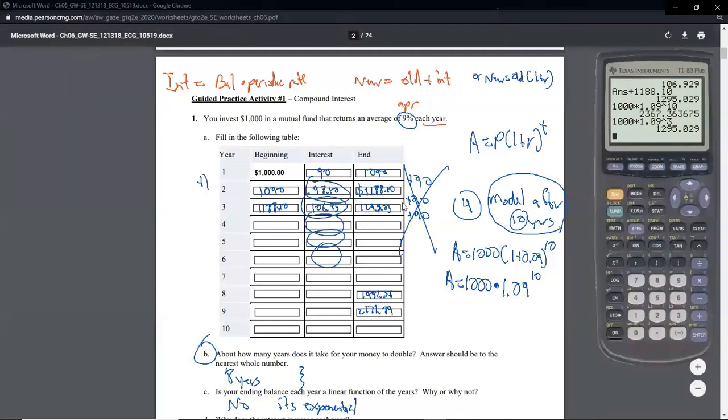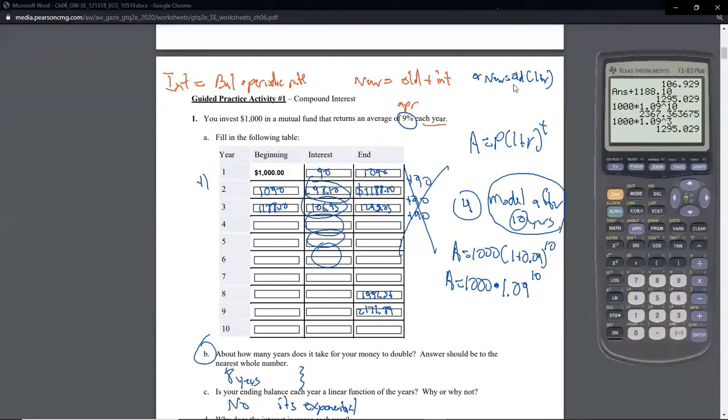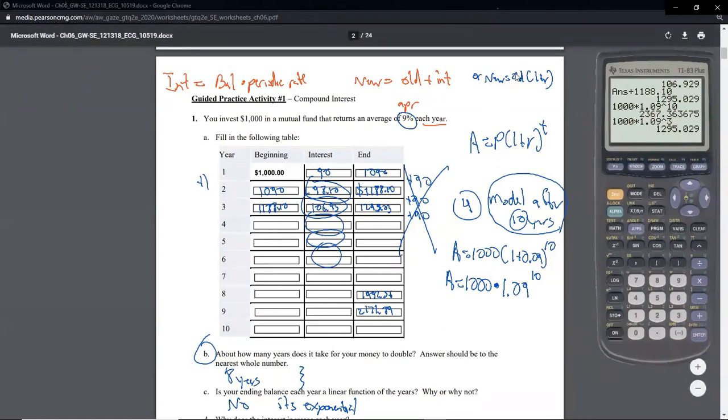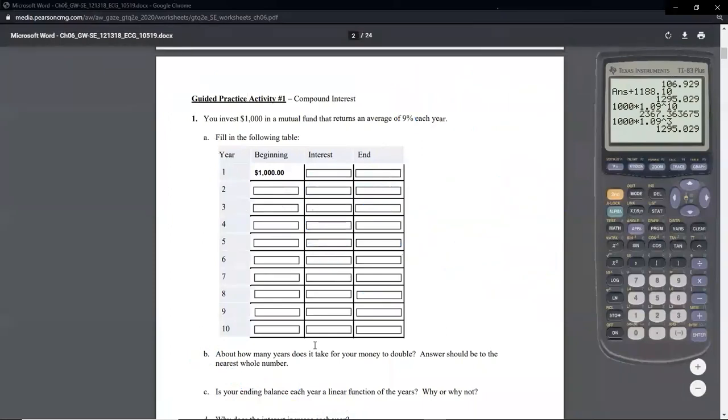All right, so let's clear our screen. Try and just hold a picture of these numbers in your head, or hopefully you wrote them down somewhere, because I will refer back to them later, especially the year 9 and 10, 2171.89, and then the 1295.03. I'm sorry, 2367.36. All right, I gotta clear my screen. Take off of annotate. So let's take this and let's do it in Excel instead.